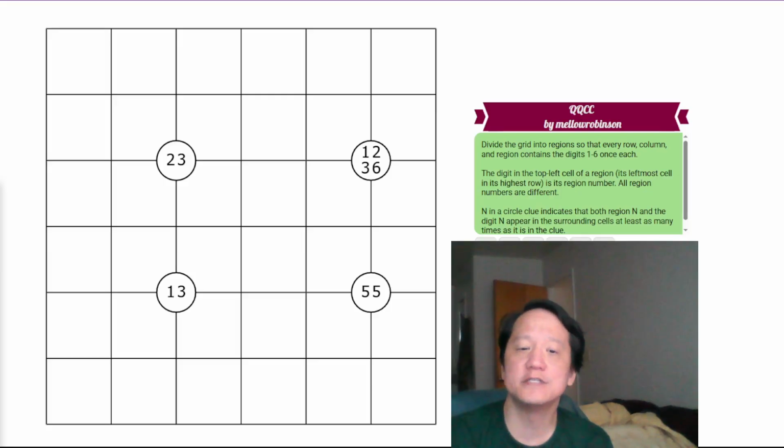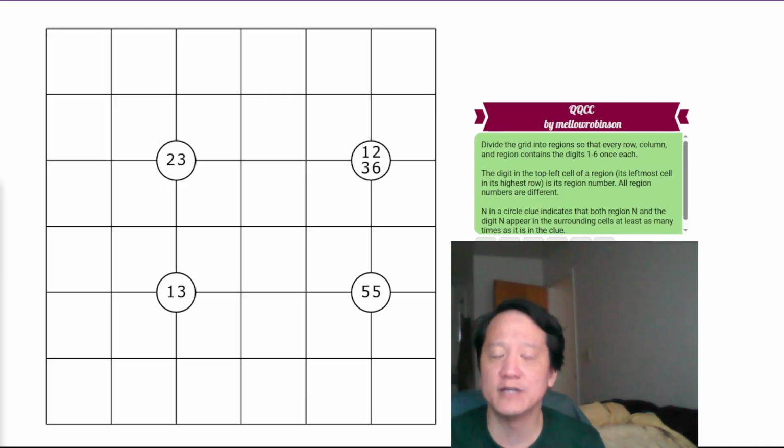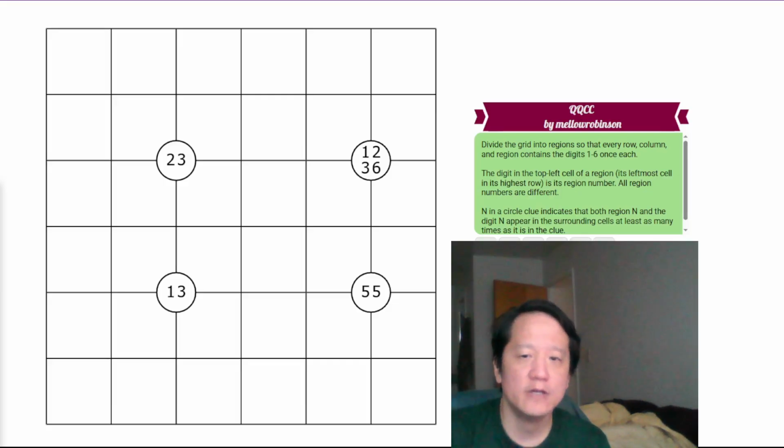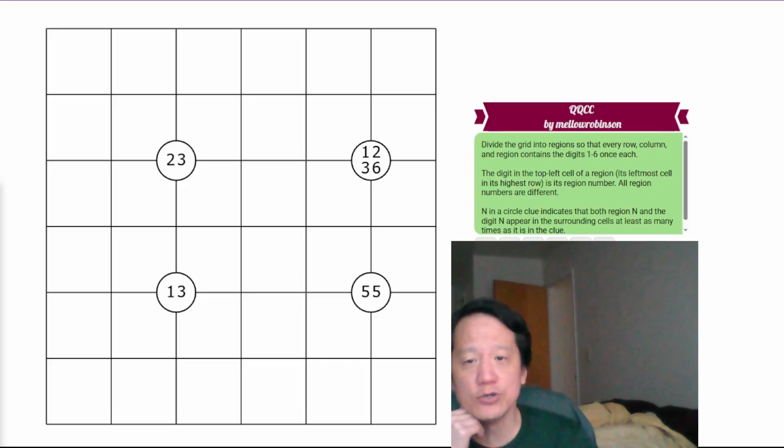And take that easiness with a grain of salt because it's considered easy by the people on the Logic Masters Germany forum, and there's a lot of really smart people there. Today's puzzle is called QQCC by Mello Robinson, and here are the rules.